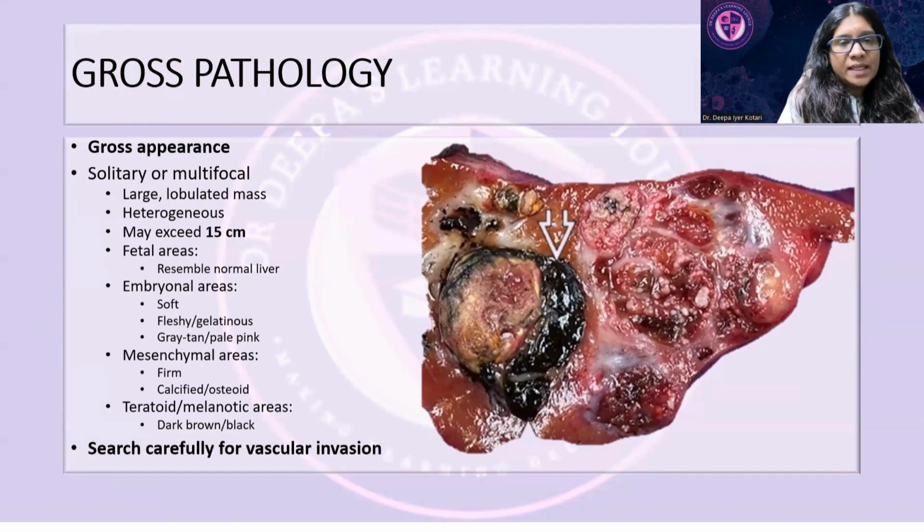Embryonal and small cell areas tend to be slightly softer, more fleshy, and they can be gray tan in appearance, while the mesenchymal areas will be slightly firmer depending on the component of the mesenchyme. Suppose it's a bone or a cartilage, then it will be much firmer. If there is osteoid, you can see some calcified material also on gross section itself. A particularly striking appearance can occur in a teratoid or in melanotic component because there will be dark brown pigmentation associated with this component. And grossing is extremely important because that will help you identify the components and also if there is any vascular invasion.